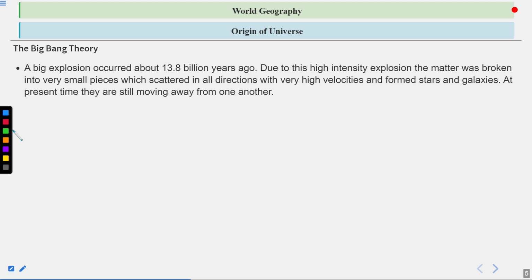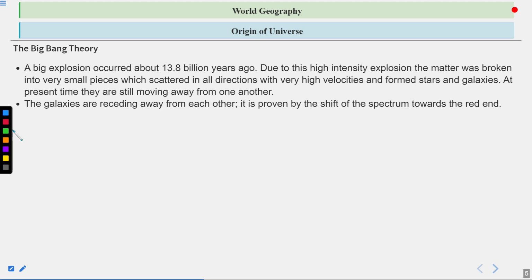So a big explosion occurred about 13.8 billion years ago. Due to this high intensity explosion, the matter was broken into very small pieces which scattered in all directions with very high velocities and formed stars and galaxies. At present time, they are still moving away from one another. And this theory was given by George Lemaitre.